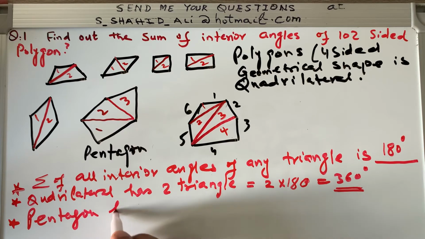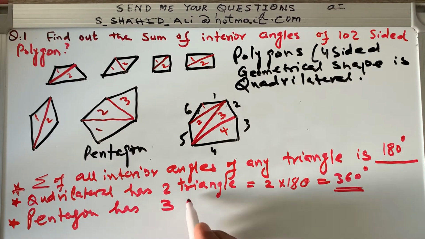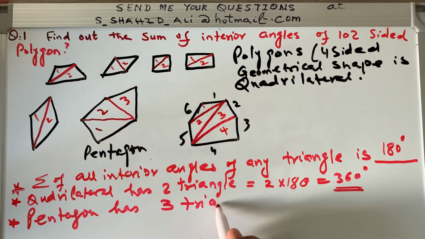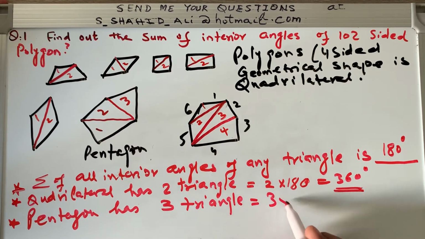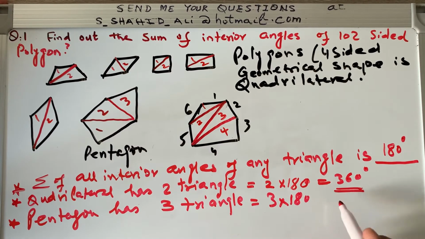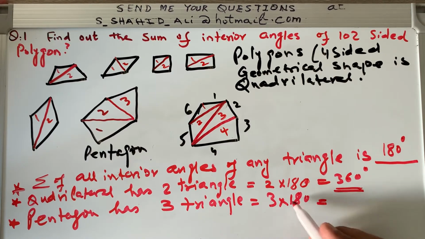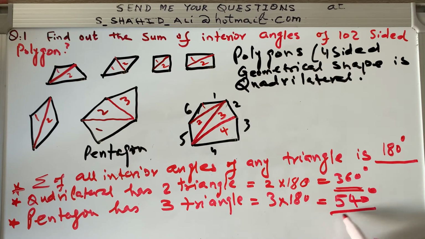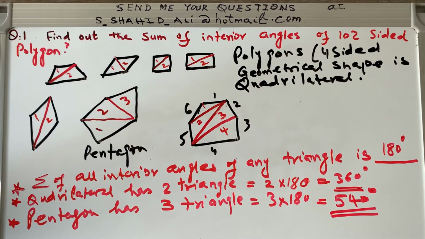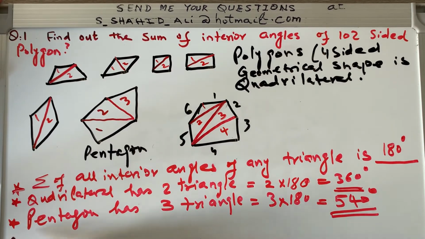A pentagon has 3 triangles. And what is a pentagon? A 5-sided figure, right? So that means the sum of all interior angles of a pentagon is 180 times 3, which is 540. So now I can generalize. I am seeing something, okay, so it goes on and on. I will try one more, because I drew one more here.